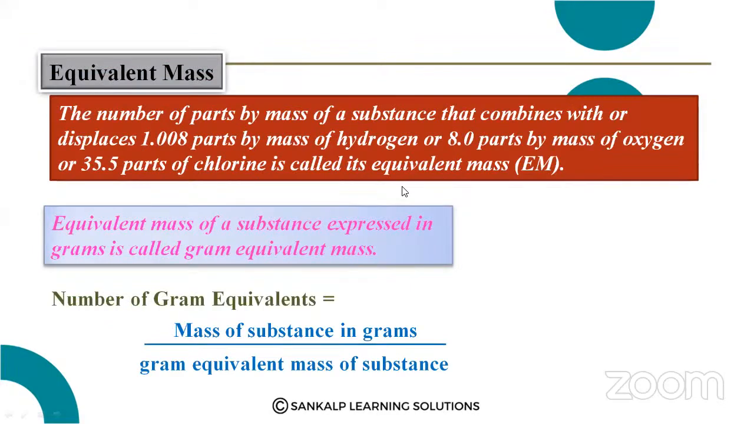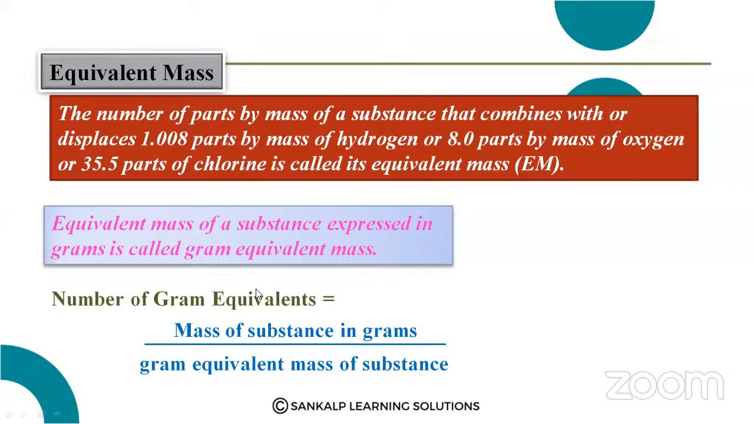Equivalent mass is the number of parts by mass of a substance that combines with or displaces 1.008 parts by mass of hydrogen, or 8 parts by mass of oxygen, or 35.5 parts of chlorine. Okay, when the equivalent mass of a substance is expressed in grams, it is called gram equivalent mass. So the formula is given.